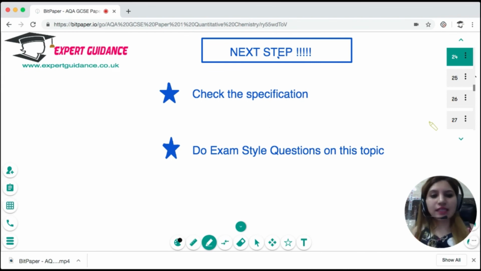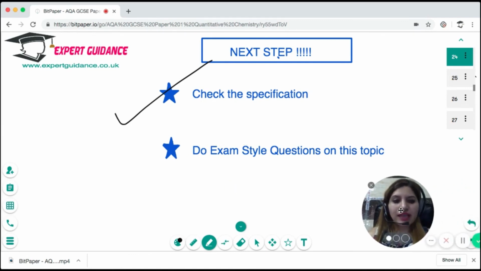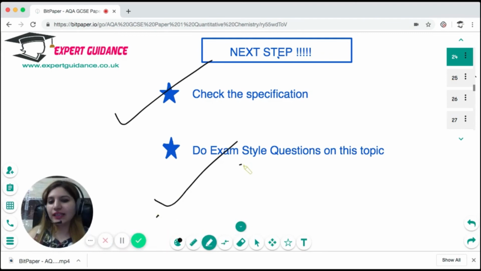Now, what's the next step you need to do? You need to check the specification, make sure you are able to do all the calculations, and then you need to do the exam style questions on this topic that can be found on my website.